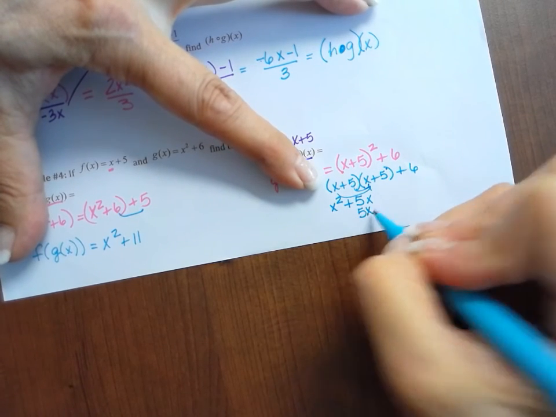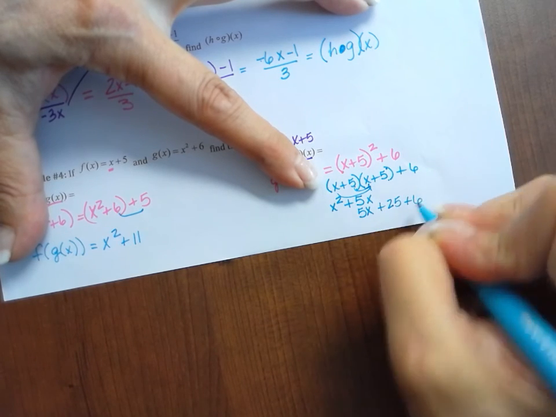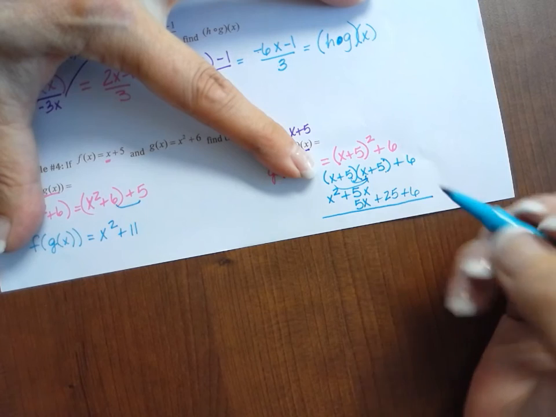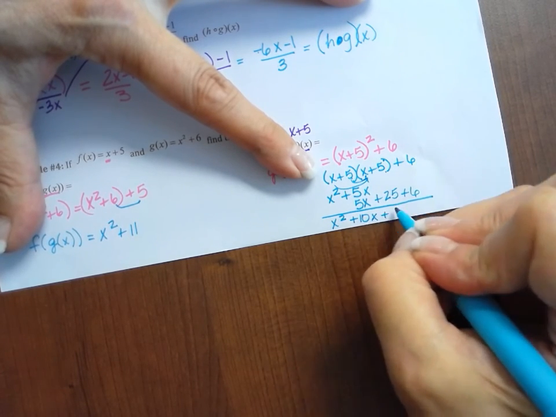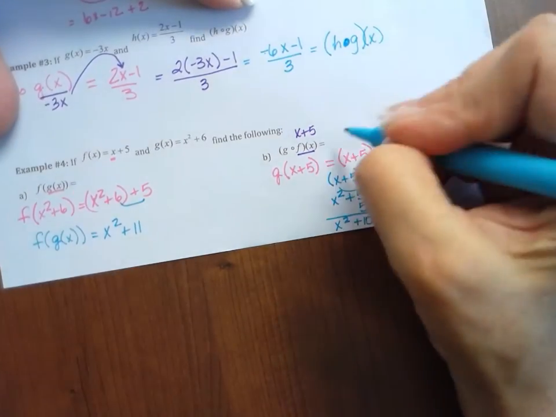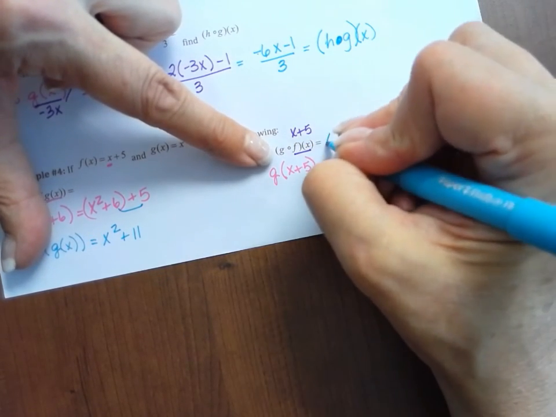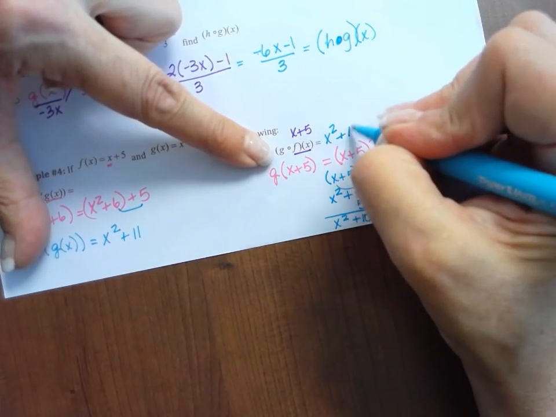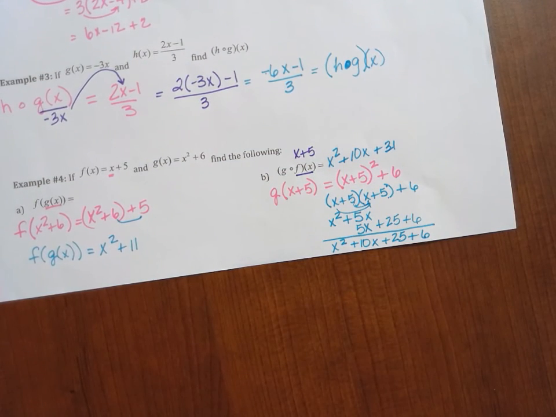So when I FOIL, I'm going to get x squared plus 5x. Inside gives me another 5x. And 5 times 5 gives me 25. So now when I simplify, I get x squared plus 10x plus 25 plus 6. Combine those two, and the g of f of x is x squared plus 10x plus 31. Good.